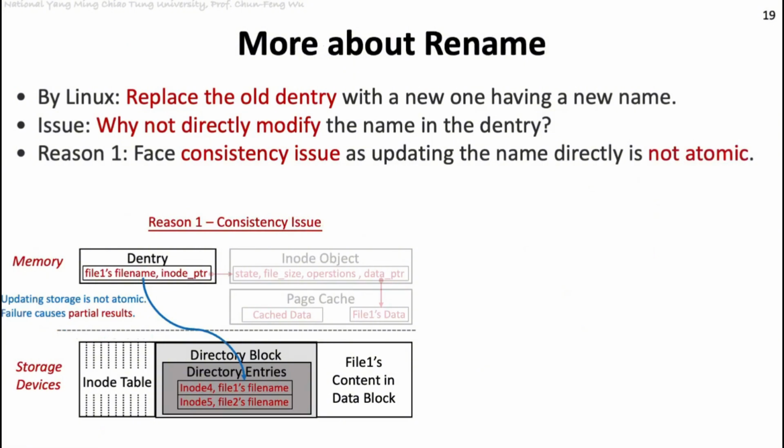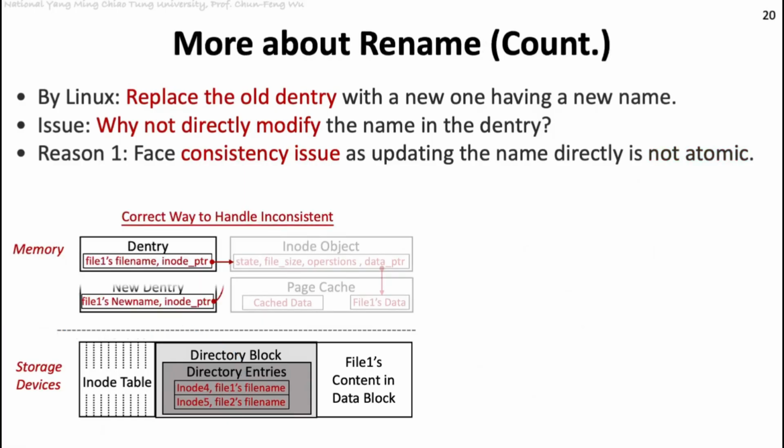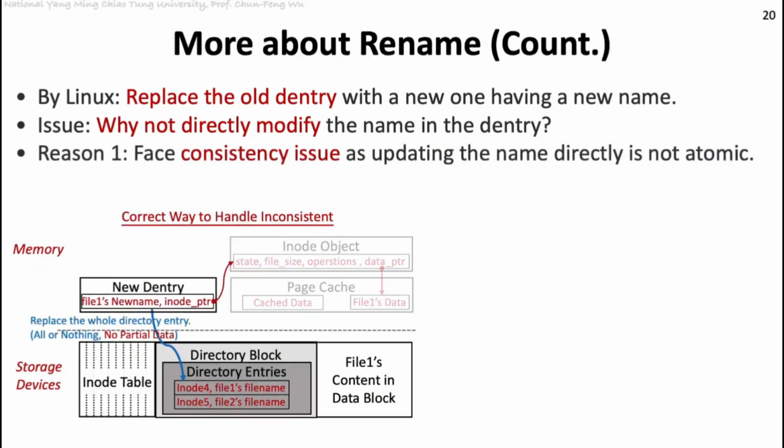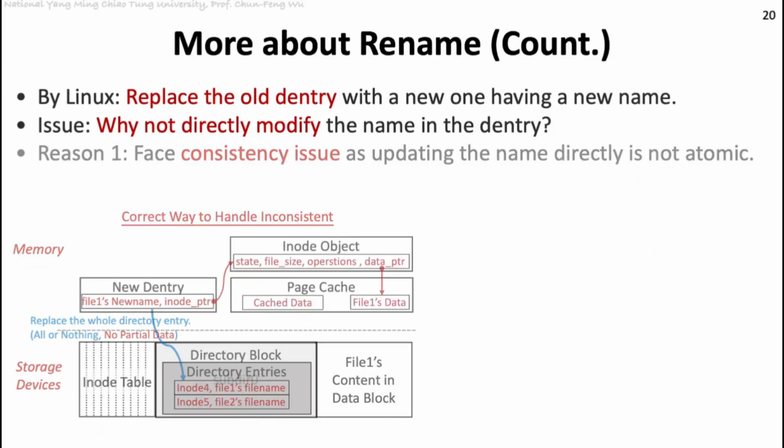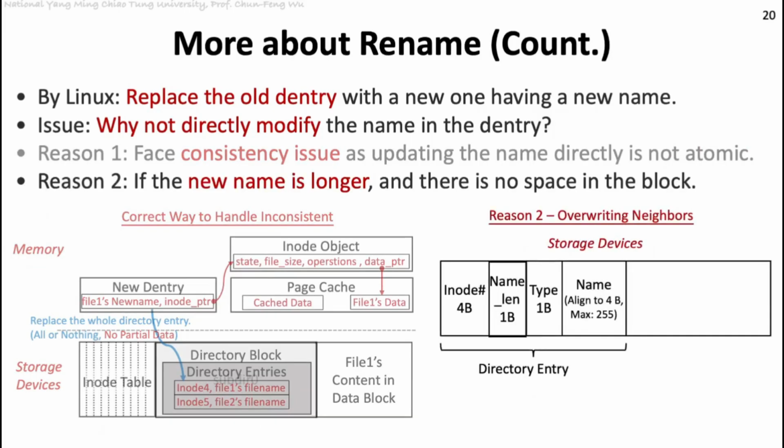So you cannot predict the results if there is a failure there. Okay, so this is how atomic is so important for this kind of file system structure. So this is the first reason. And actually there is another reason here.